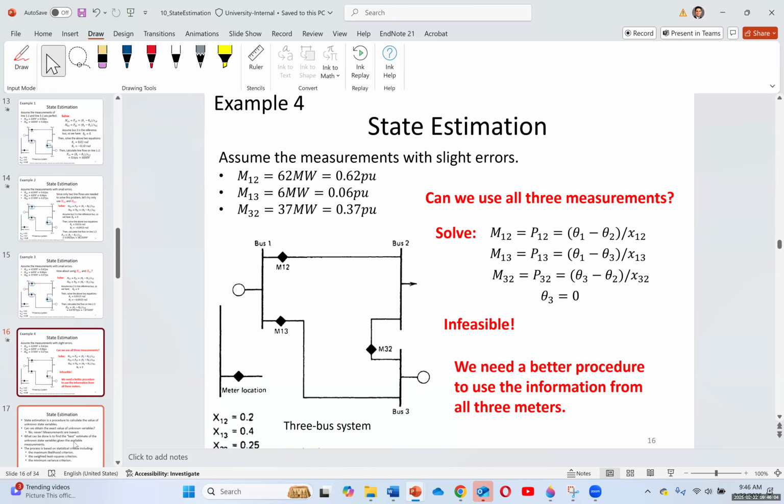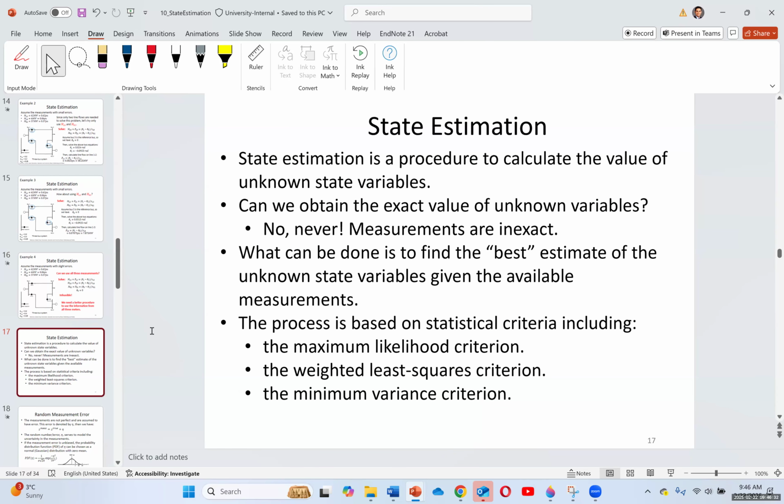So, this is the fourth example that we have. We assume the measurements have slight errors. M12 is 62, M13 is 6 megawatts, and M32 is 37 megawatts. Can we use all three measurements to solve it? No, it's infeasible. We need a better procedure to use the information from all three measurements and meters. That's the reason we need state estimation to be able to calculate these.